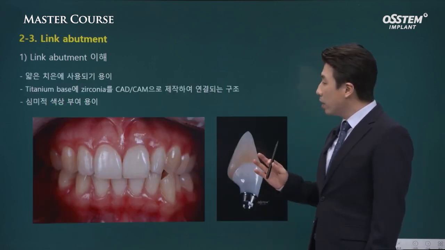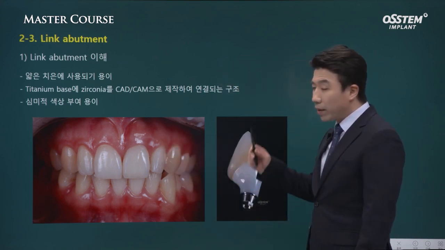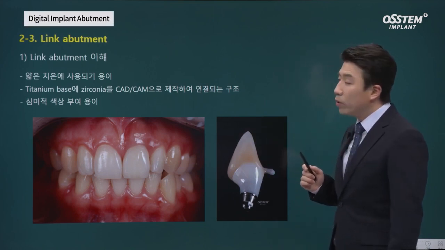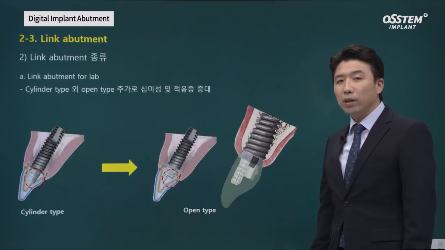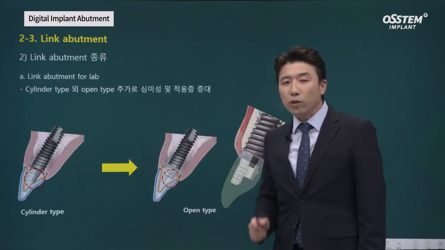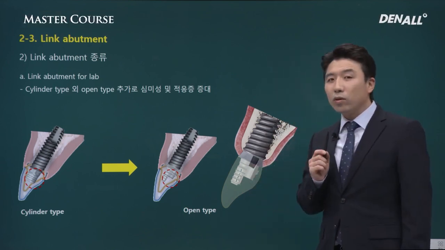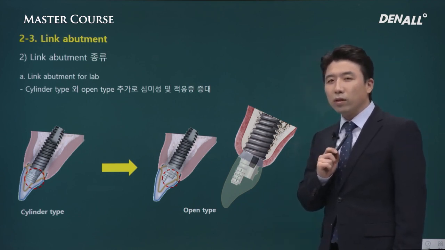Once complete, even in cases where the patient has very thin gingiva, because the metal color does not show through, you can get a fairly aesthetic result. It's a very essential option that's available. You need to apply it accordingly. In the anterior zone, I think you need to understand more about the characteristics of link abutment.